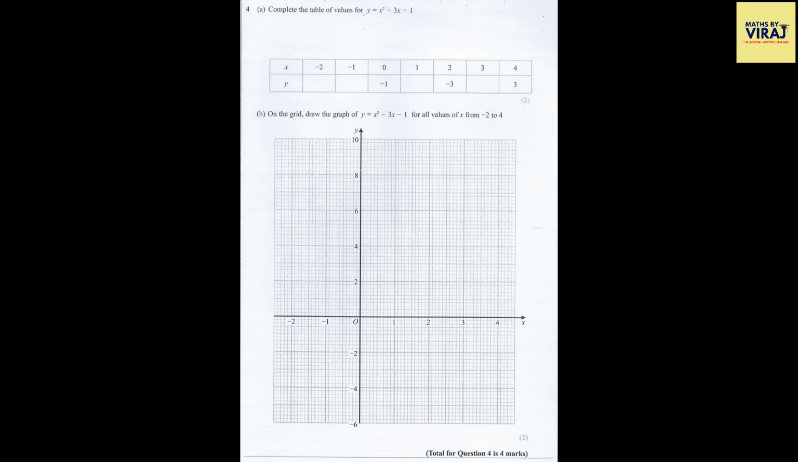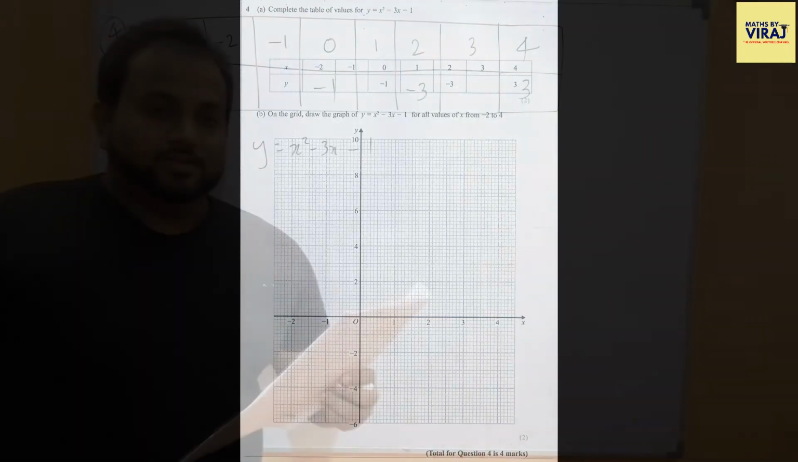If you look at the fourth question now, the equation for the graph is given as y is equal to x squared minus 3x minus 1. And now according to this expression, you will have to fill in the table. That is, you substitute the given values of x into the above expression and get the values of y. Basically what you have to do is find the y coordinates for the given x coordinates.